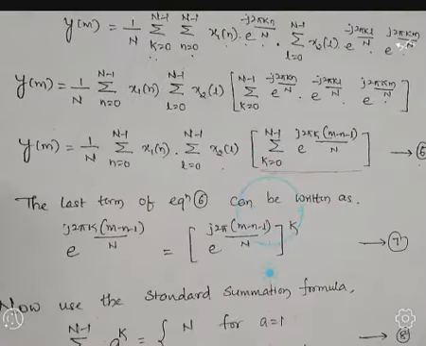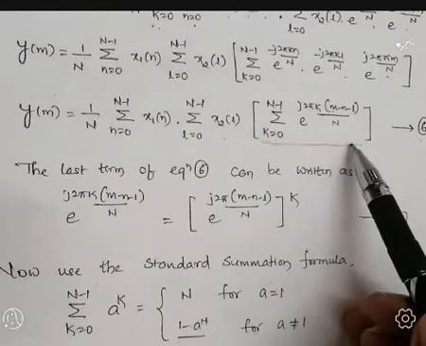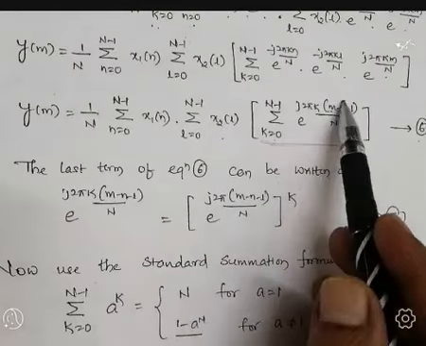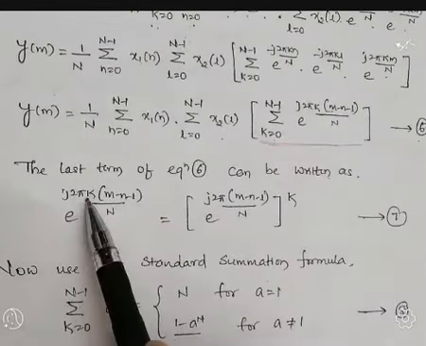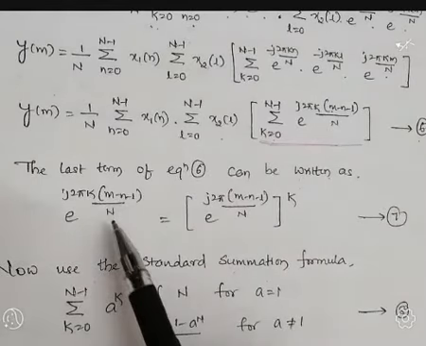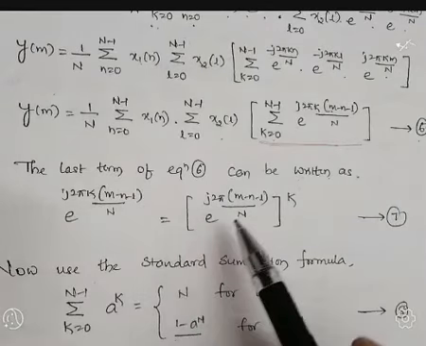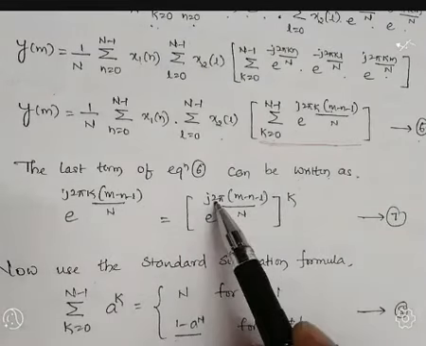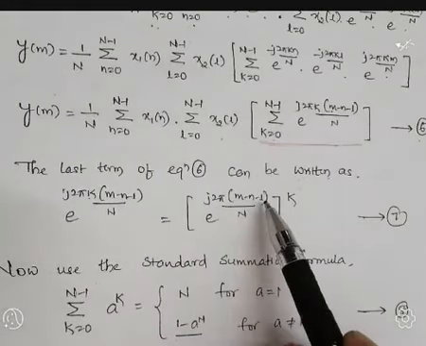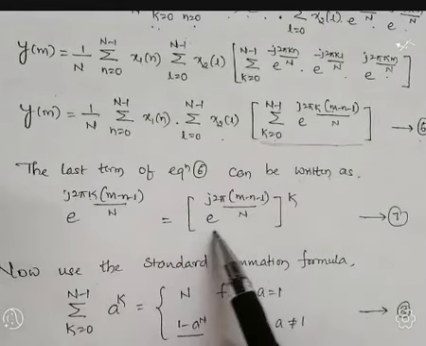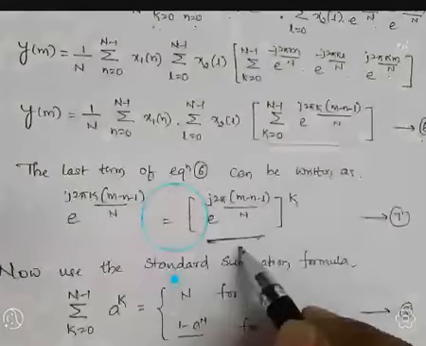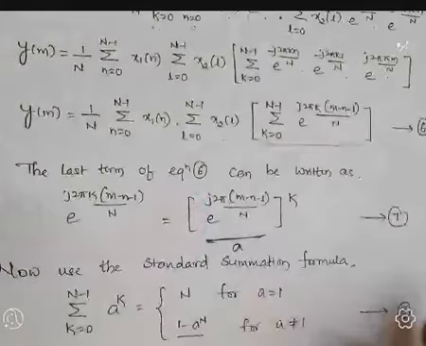Now the last term of equation 6 can be written as e to the power j 2 pi k (m minus n minus l) divided by n. This term I am going to rewrite as, inside the square bracket, e to the power j 2 pi, with this k taken as a power, and the remaining part as it is, (m minus n minus l) divided by n. The term which is present inside the square bracket, I will assume as a here.